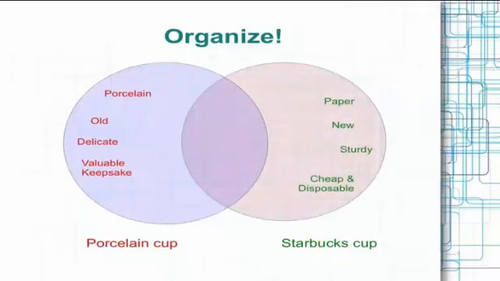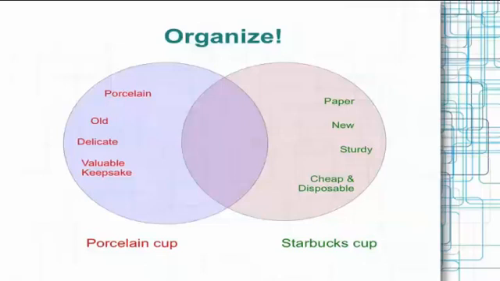What I've put up on the slide here is a Venn diagram, and those of you who are familiar with math will probably know what a Venn diagram is. On the left side we have a circle in which we have the porcelain cup's domain and things that are unique to the porcelain cup. So I put porcelain, old, delicate, valuable, keepsake over there. On the right side we have the Starbucks domain: paper, new, sturdy, cheap, and disposable.